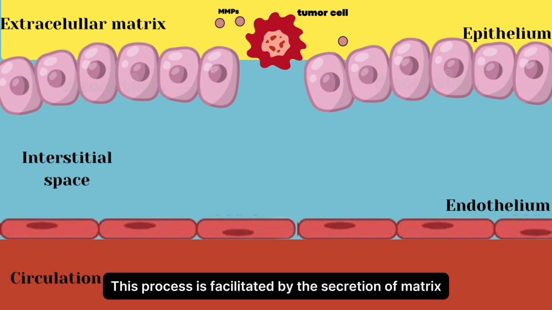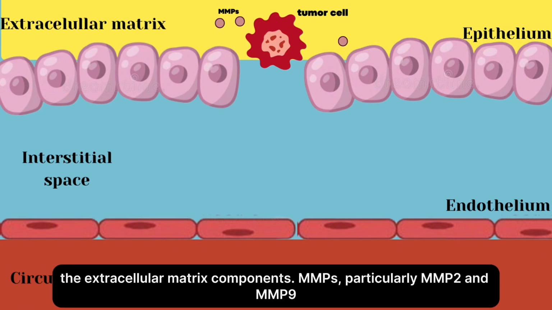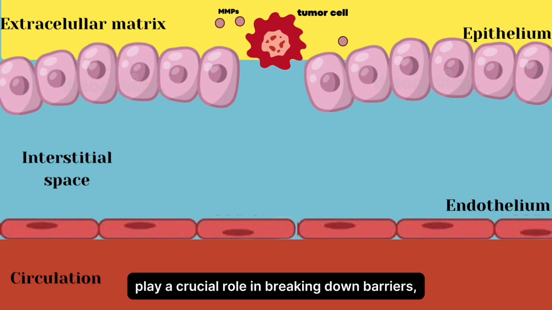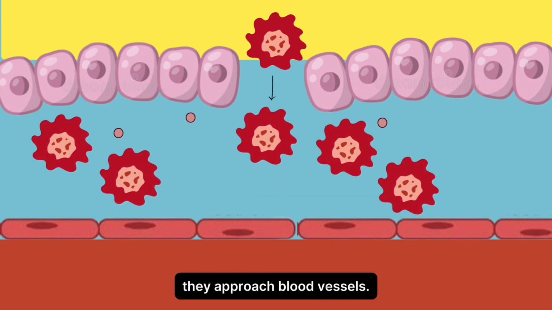This process is facilitated by the secretion of matrix metalloproteinases, MMPs, enzymes capable of degrading the extracellular matrix components. MMPs, particularly MMP2 and MMP9, play a crucial role in breaking down barriers, allowing cancer cells to move through the interstitial spaces. Once cancer cells have invaded the surrounding tissue, they approach blood vessels.